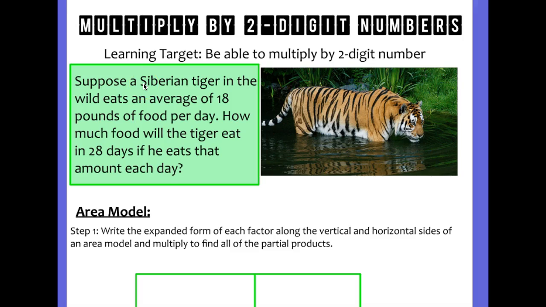So read this word problem with me. Suppose the Siberian tiger in the wild eats an average of 18 pounds of food per day. How much food will the tiger eat in 28 days if he eats that amount each day?